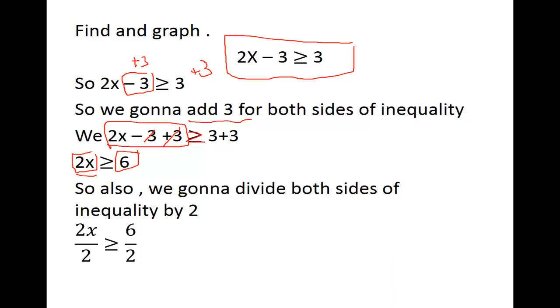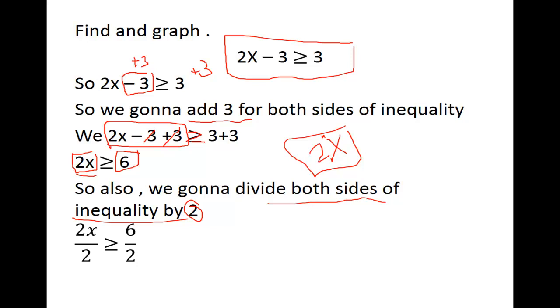2x means 2 multiplied by x. So we need to remove the 2 to make x alone. The opposite of multiplying by 2 is dividing by 2. So we're going to divide both sides of the inequality by 2.